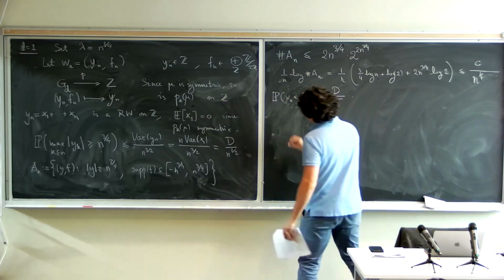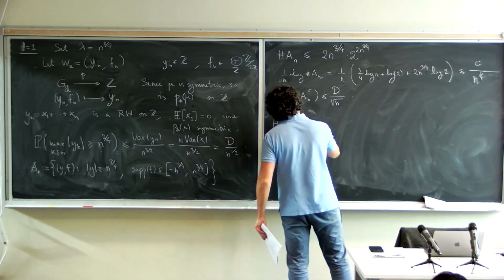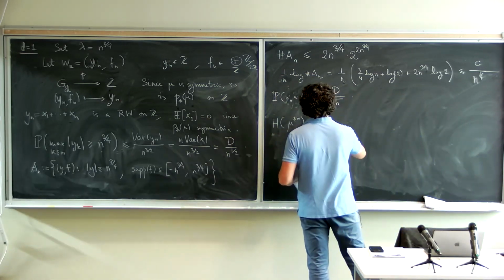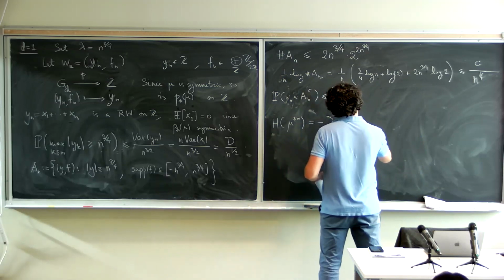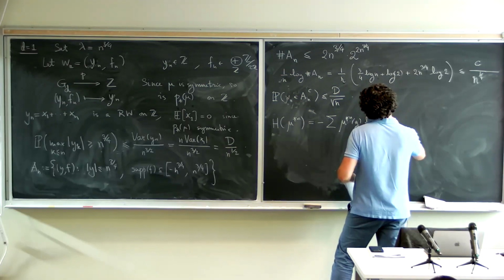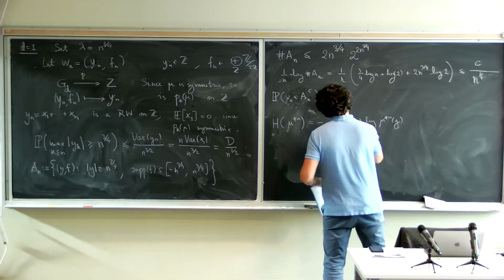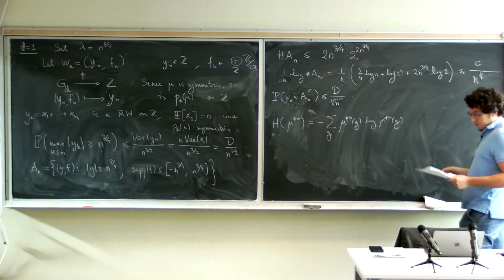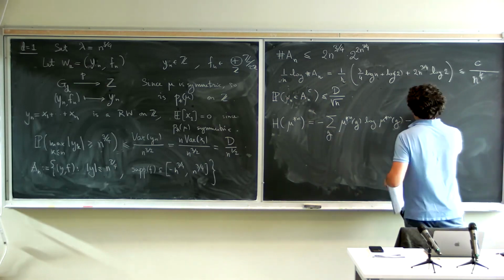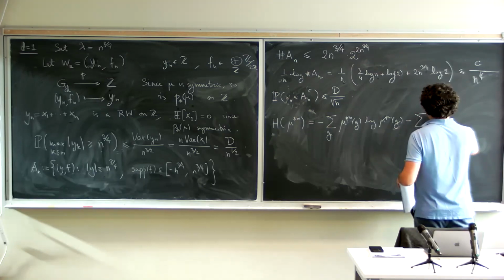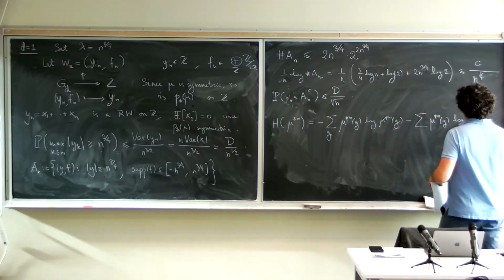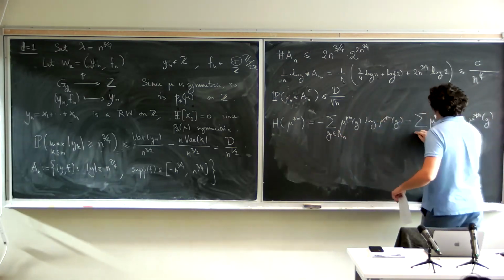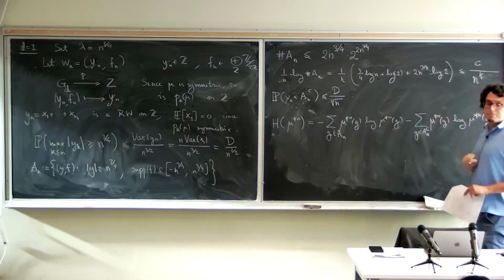Okay, and now we can just do the estimate of the entropy of the nth convolution. So we know that this is, by definition, the sum of mu star n(g) log mu star n(g). And classically, we can split this into two terms. One is the sum over g in A_n, and the other one is the sum over g in A_n complement.